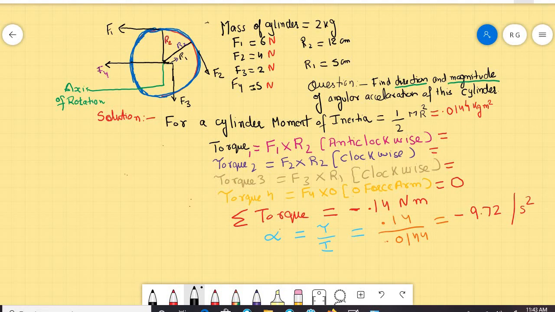If you see, the torque is coming out to be negative, which means it's an anti-clockwise torque, and alpha is torque divided by moment of inertia. So this is your answer. The concept is torque is equal to I alpha. That is what you have to use.